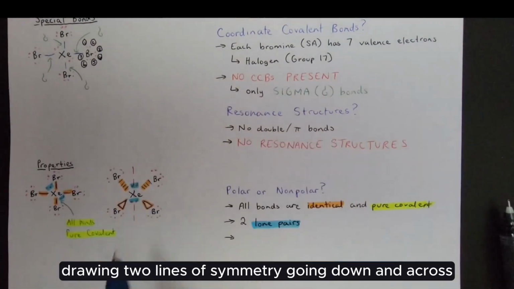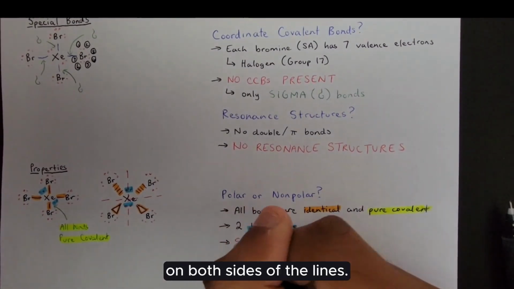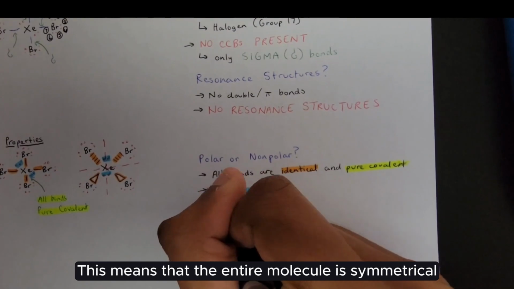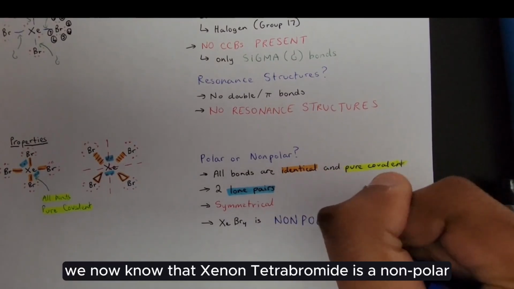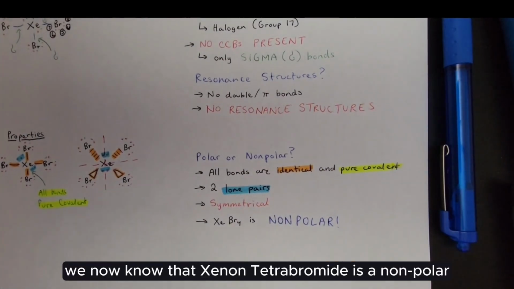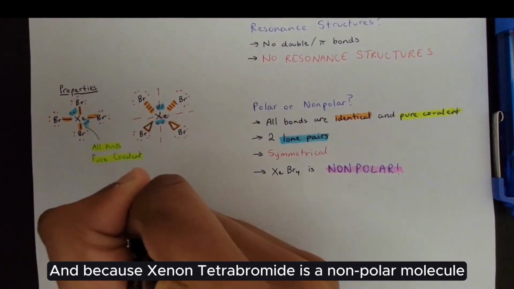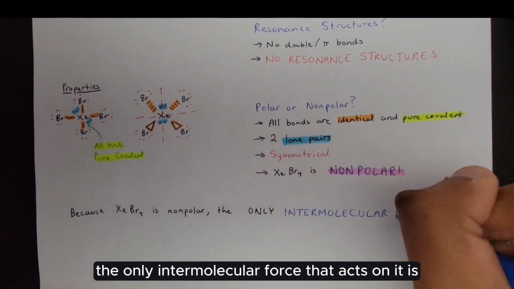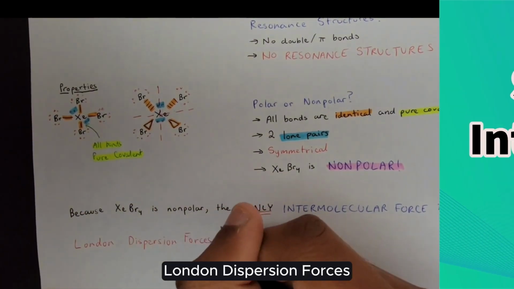Drawing 2 lines of symmetry going down and across, we can see that it's symmetrical on both sides of the lines. This means that the entire molecule is symmetrical, and combining all of these facts, we now know that xenon tetrabromide is a nonpolar molecule. And because xenon tetrabromide is a nonpolar molecule, the only intermolecular force that acts on it is London dispersion force.